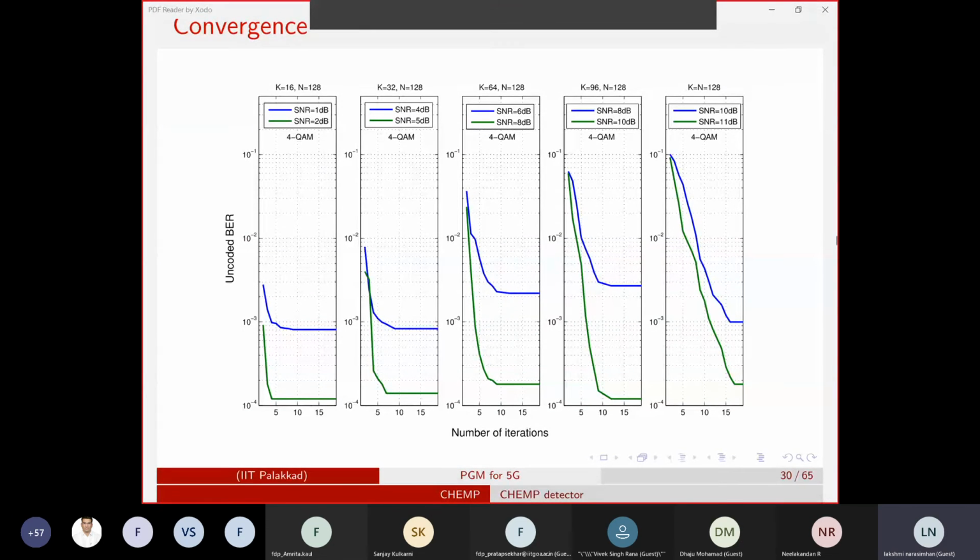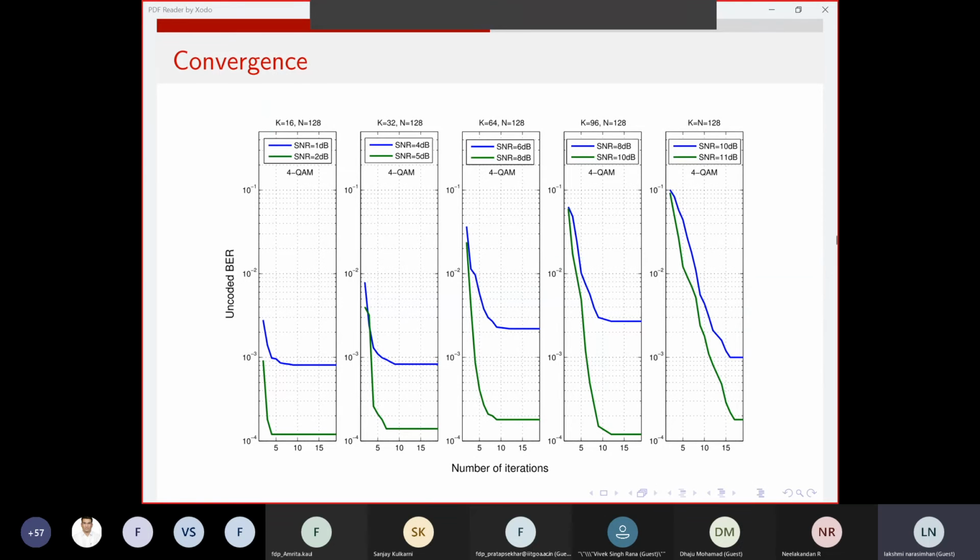And the interesting aspect here is that this one converges much, much faster. The earlier algorithms required some 80 to 100 iterations to converge, whereas these channel hardening exploiting message passing algorithms converge within 15 to 20 iterations, a maximum of 20 iterations.